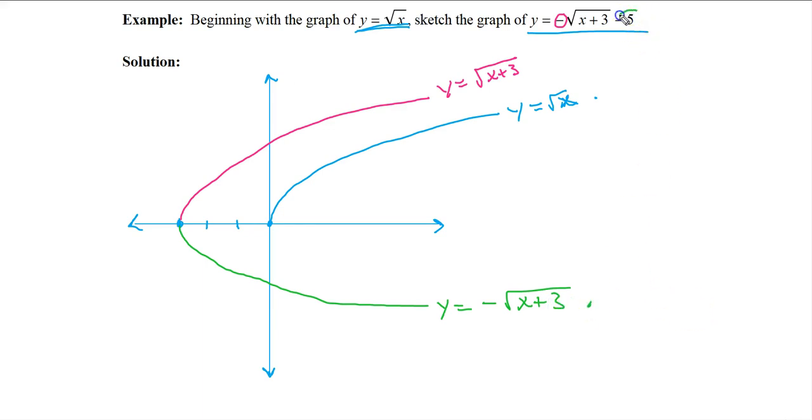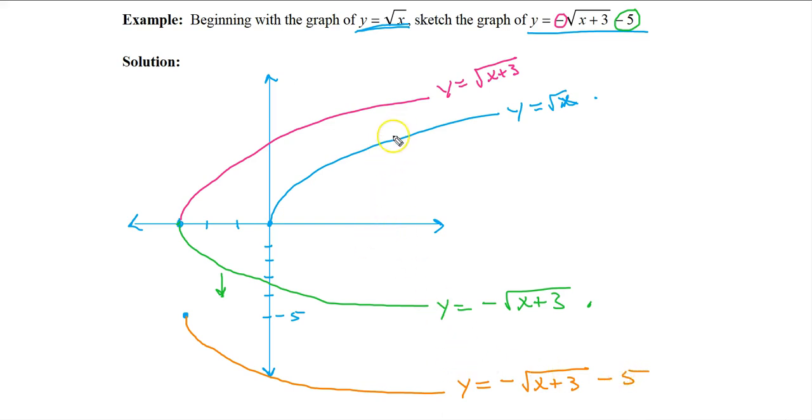And now let's take into account the negative 5. What's that going to do? Well, that's going to shift the entire graph down by 5 units. So this point will then be moved down to here. Let's say that's negative 5 right there on the y-axis. So it would be moved down here. And here would be our final graph. It would look something like this. And that would be our final graph of y equals negative the square root of x plus 3 minus 5.